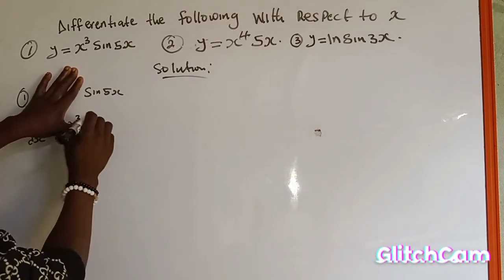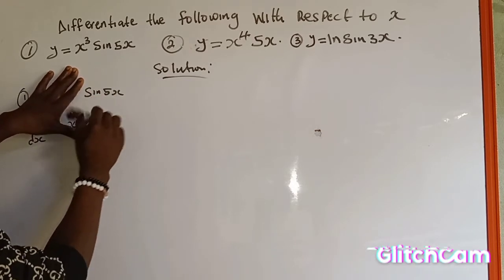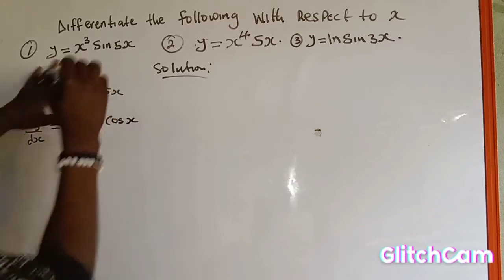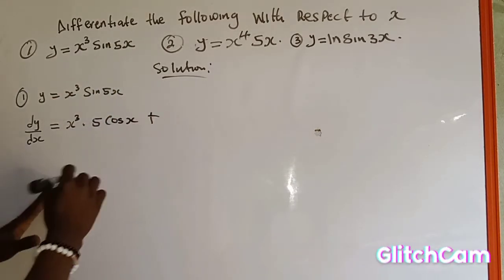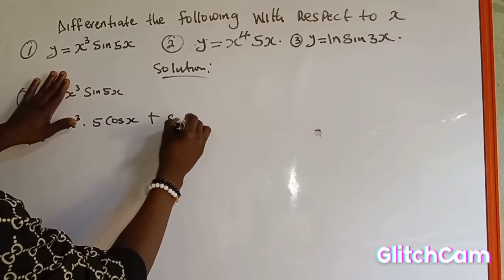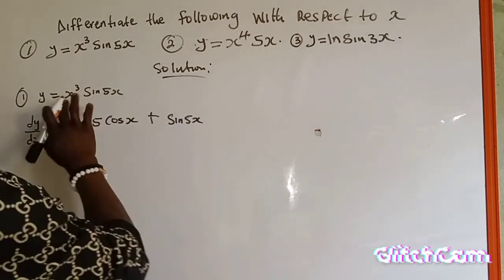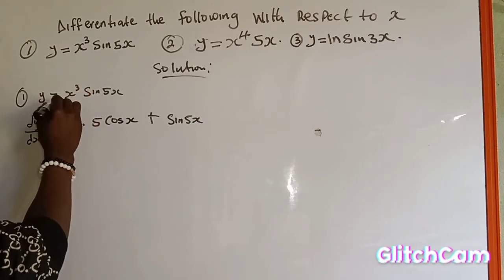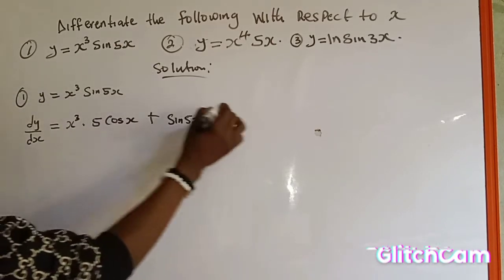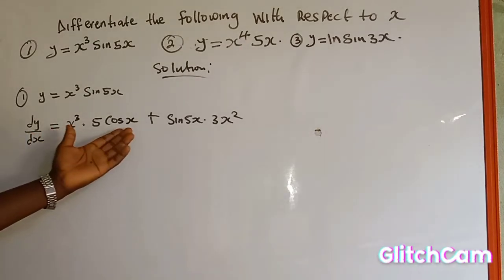Differentiation of sine 5s will give me 5 cos 5s. Then plus, you do the same thing: you cover the left hand side, then you write sine 5s. Then you cover the right side and differentiate s cubed. For the differentiation of s cubed, we use this 3 to multiply by s, then take away 1 from the 3, I'll have a 2, so 3s squared. So we have s cubed multiplied by 5 cos 5s.